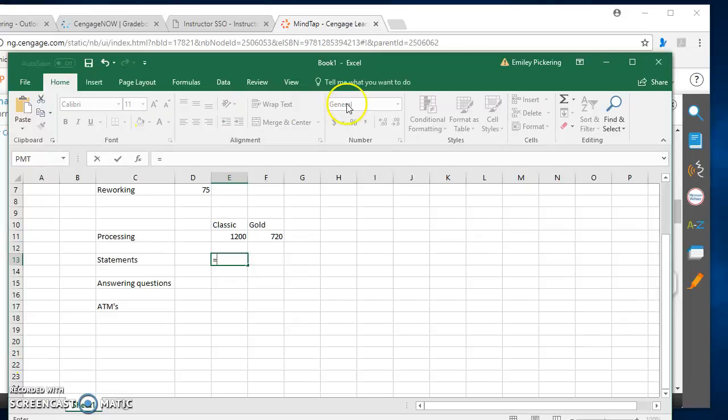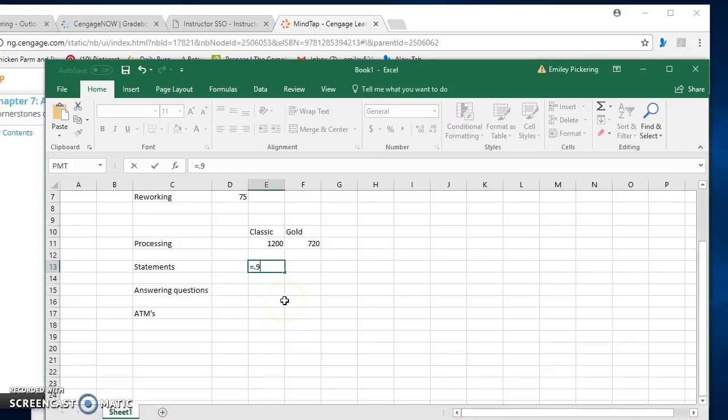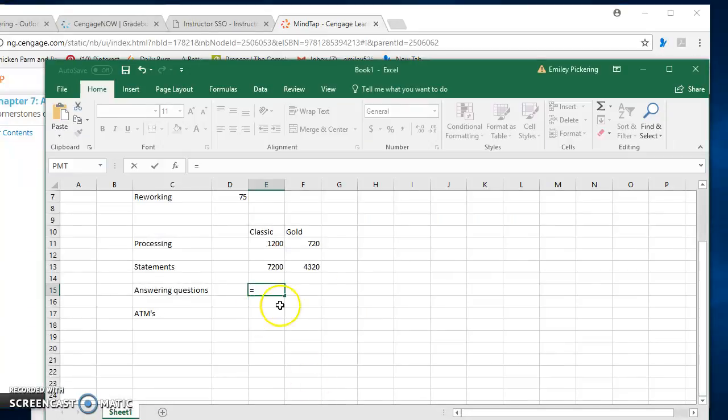Statements is going to be my cost per statement, which is 90 cents times 8,000 and 4,800. Answering questions is going to be our cost per unit of $3 times, again, 16,000 for the Classic and 24,000 for the Gold. ATMs is going to be $1.20 per transaction times 32,000 transactions total for Classic and times 9,600 for the Gold.